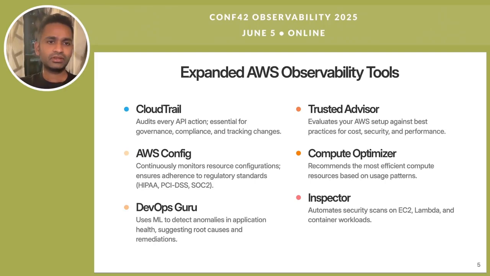AWS Config, on the other hand, continuously monitors the resource configuration. It ensures adherence to the regulatory standards. And DevOps Guru uses ML to detect anomalies in the application, suggesting root causes and remediations. It's a very helpful tool.